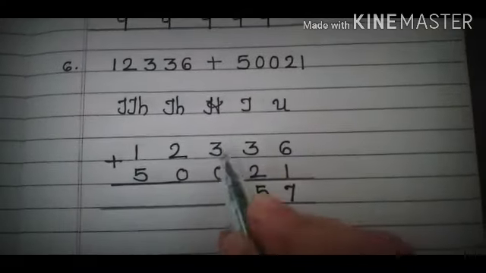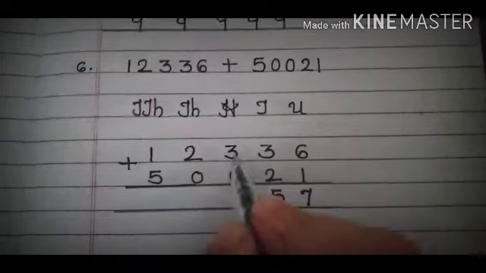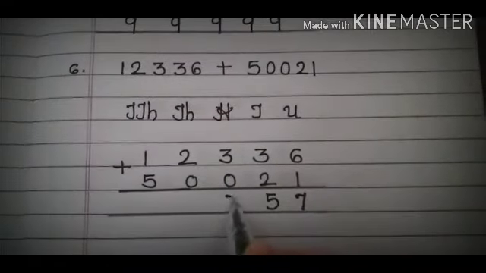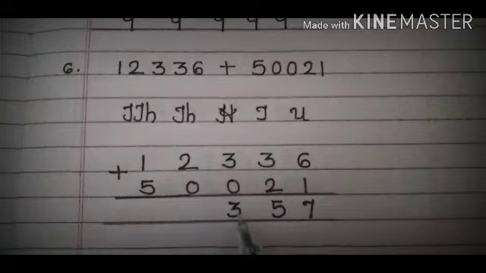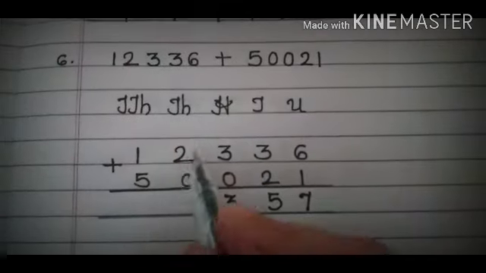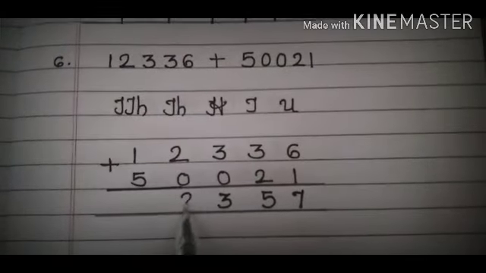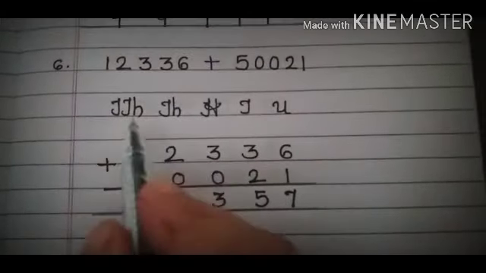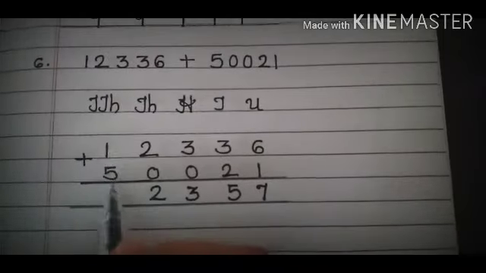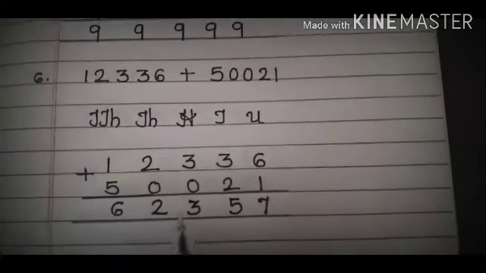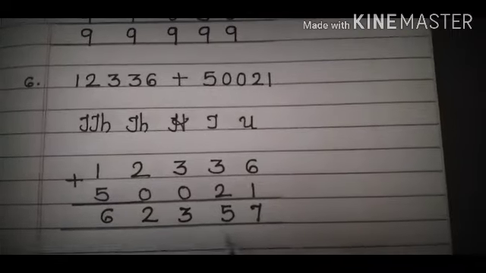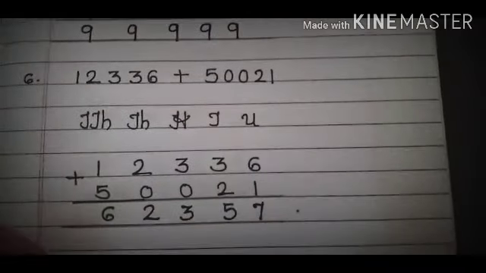Again in hundreds place, 3 plus 0. So 3 plus 0, how many? 3, because in any number if 0 is added, the answer is that number itself. In thousands place, 2 plus 0. So write down 2 in thousands place. In 10,000s place, 1 plus 5. So 1 plus 5 is 6. So our answer is 62,357.